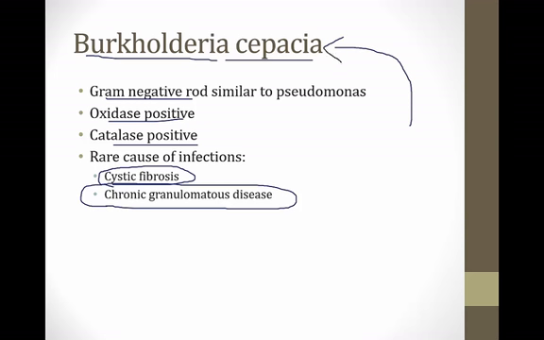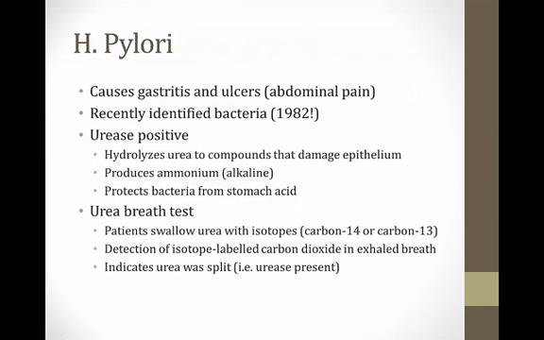It has different features. It's difficult to speciate out from Pseudomonas. And probably the most important thing is just that you've heard of it, so if it comes up in a board question, you recognize the bacteria. Our next gram-negative rod is Helicobacter pylori, and this is a cause of gastritis and ulcers. Usually people present with abdominal pain. This is a very recently identified bacteria. In 1982 it was identified.